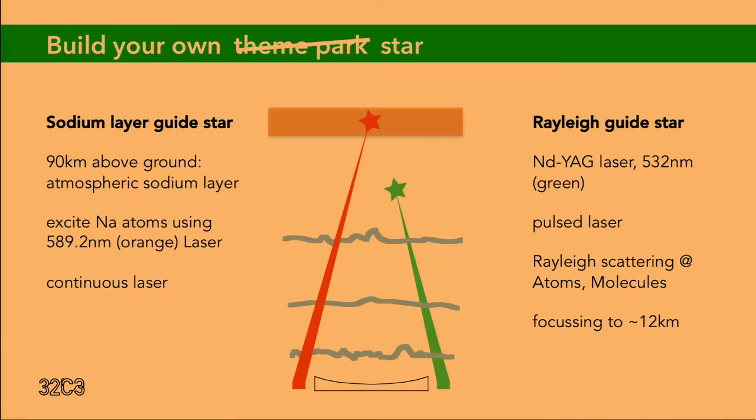Another solution is to use the Rayleigh scattering in the atmosphere. You use a neodymium YAG laser, which is 532 nanometers, green. It's easily available and cheap compared to the other one. Then you focus it in the atmosphere. The only thing is you will have backscatter of photons all along the way. So you have to think about how to record light only from a certain height above ground. Otherwise, I don't have a spot, because I have a laser beam column somewhere there.